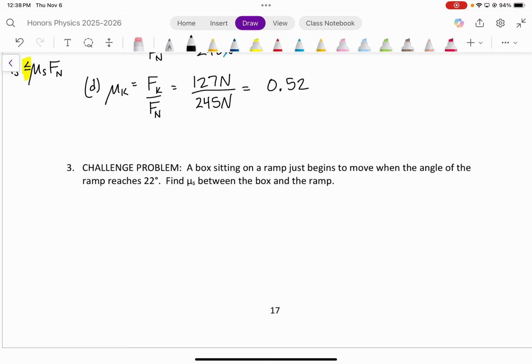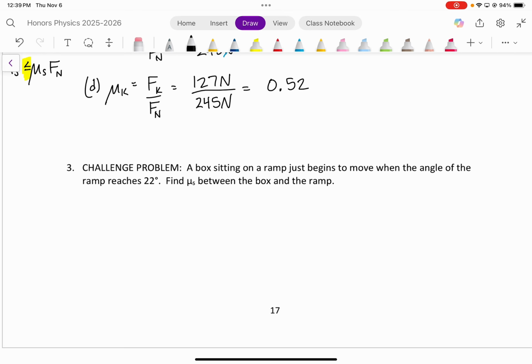So, let's look at my little setup here. We have a block and we have a wooden surface. So, I want to be able to calculate the coefficient of static friction between my block and my wooden ramp surface, okay? Now, how could I do that?